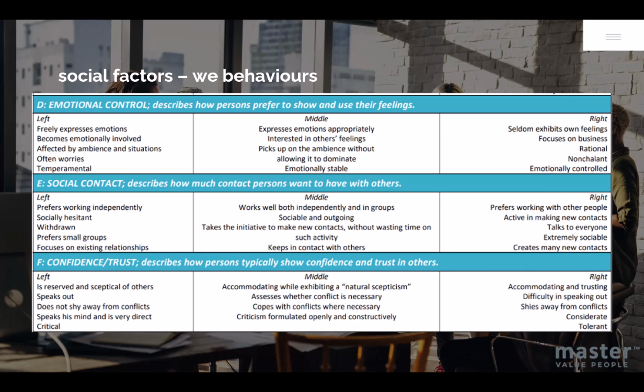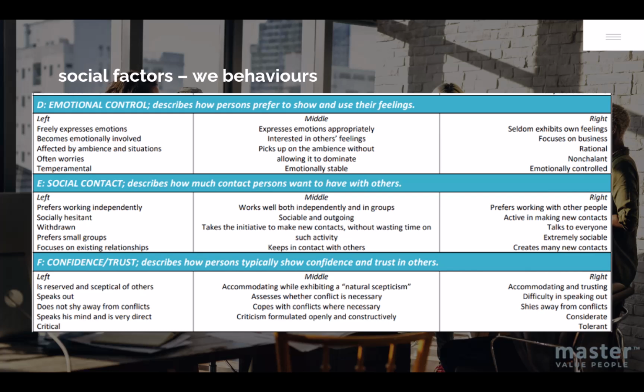Moving on to trust. It describes how people typically show confidence and trust in others. It also gives an indication of how they handle conflicts. A person on the left-hand side is reserved and skeptical towards others. They do not shy away from conflicts, they speak directly and bluntly, and tend to be quite critical. They don't sugarcoat things, but rather say what they think in a direct manner.